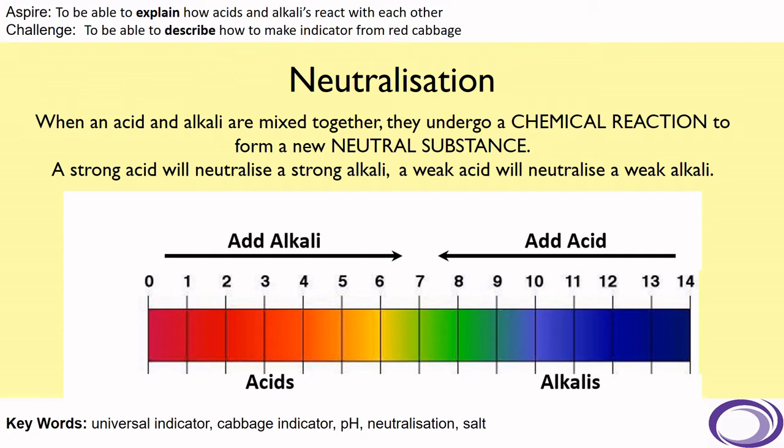As you add acid to an alkali, the pH will decrease until it gets to 7, and that's when we've neutralised the alkali. And if you add alkali to an acid, the pH will increase.